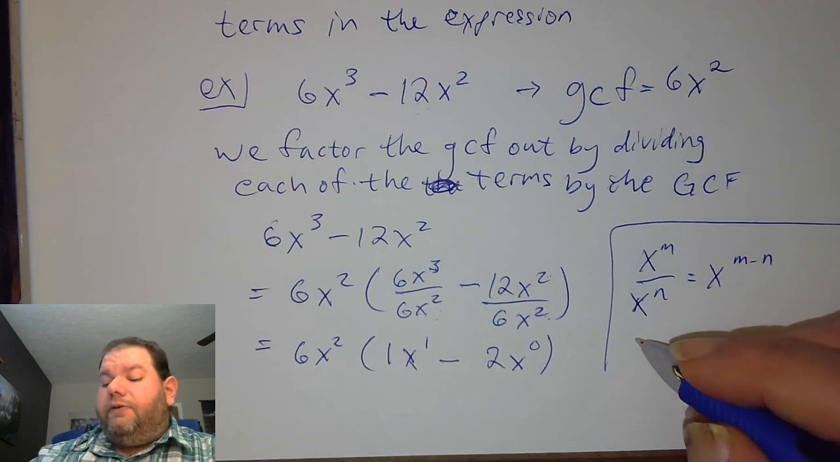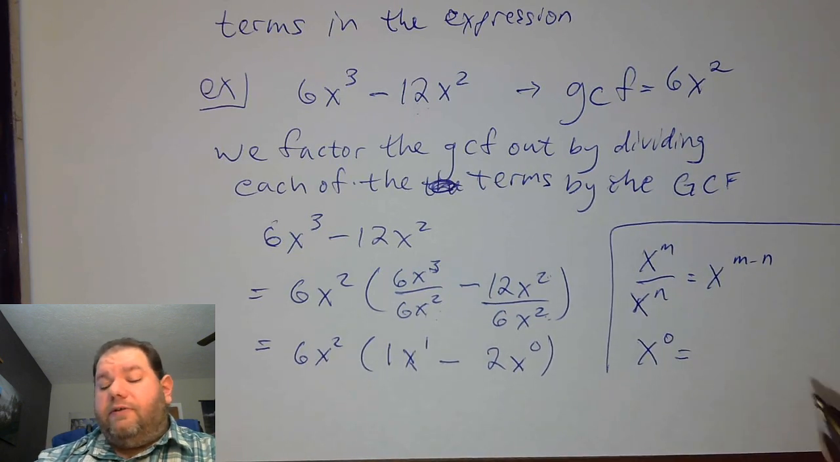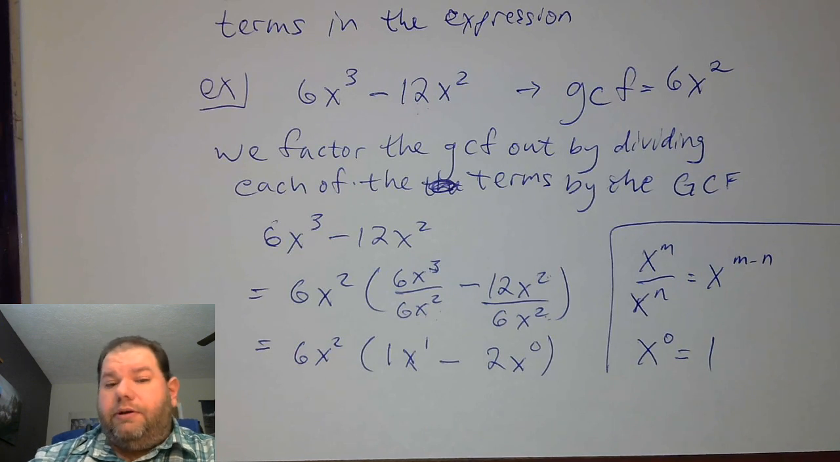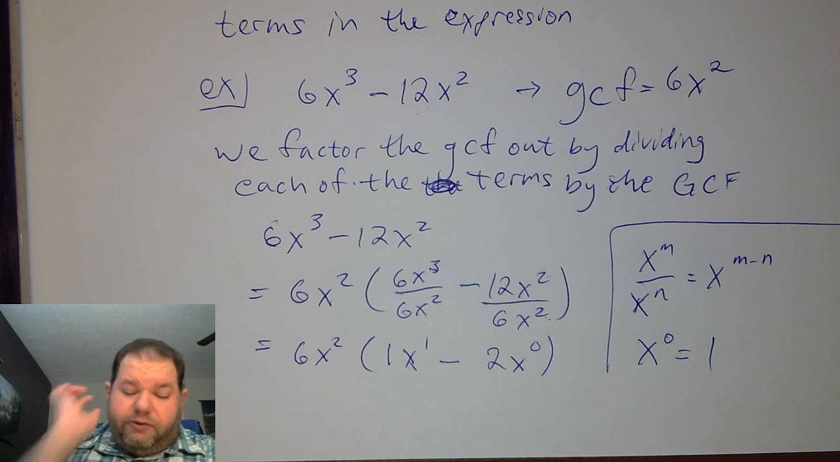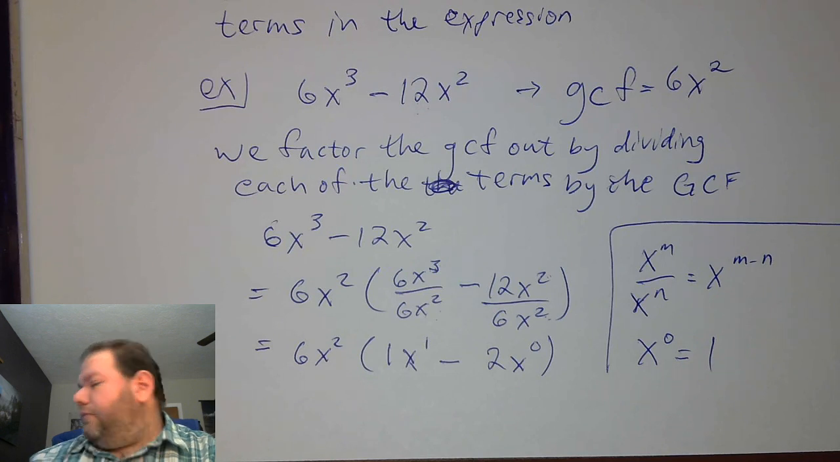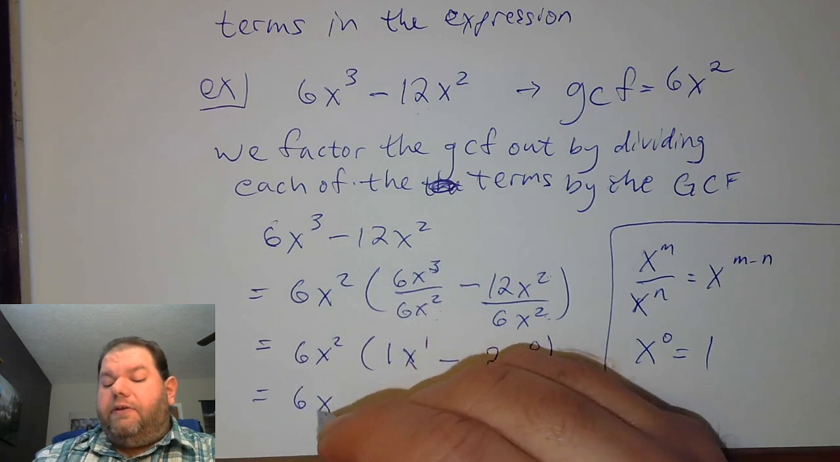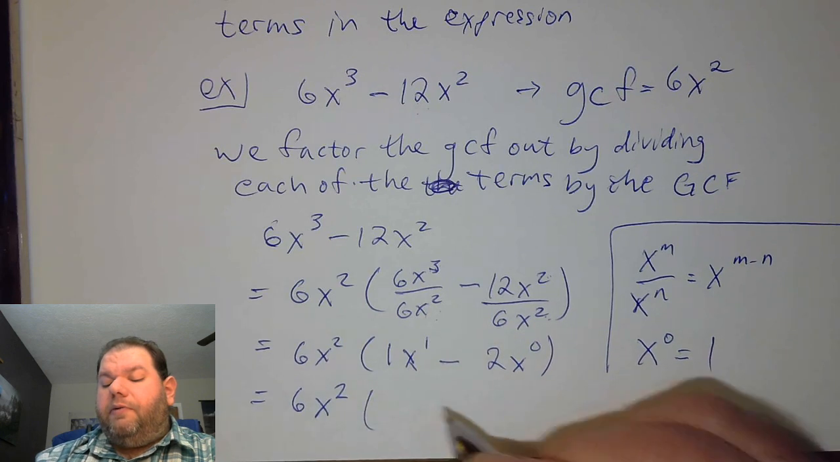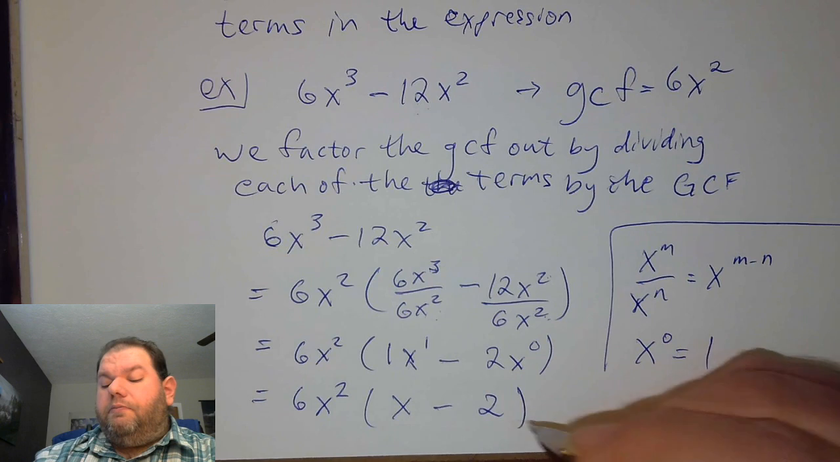Now that leads us to a second rule that we need to introduce, which is that x to the 0 power is 1. In fact, anything to the 0 power is equal to 1. So, the way we rewrite this now is 6x squared and then x minus 2.